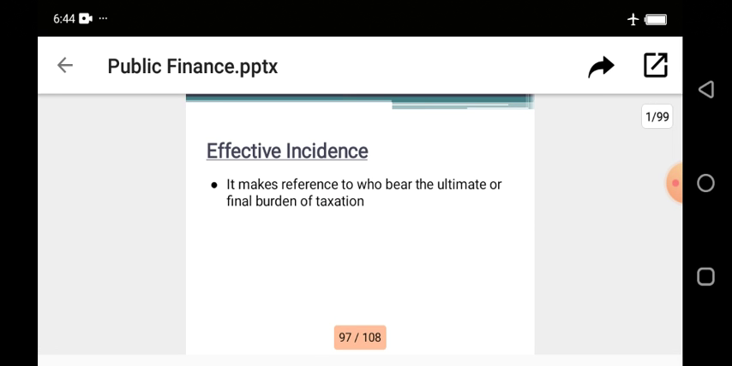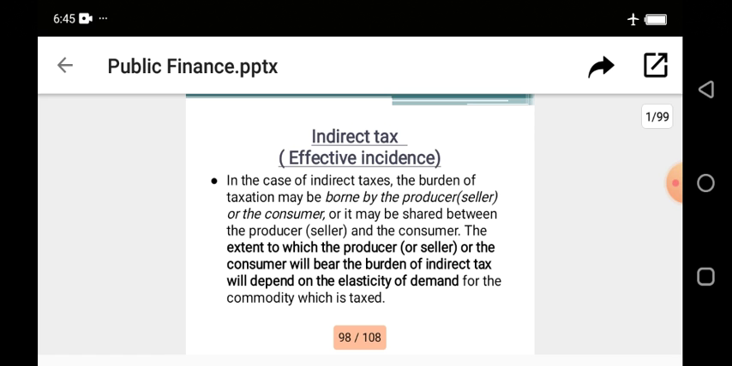As I've said earlier, it refers to who bears the ultimate or final resting place of that tax, who bears the final burden of such tax. Now, this effective incident affects your indirect tax. We've looked at that of direct tax now. I told you that both the formal and the effective rest on the payer of such tax. And a good example is your income tax, your property tax, and your capital gain tax.